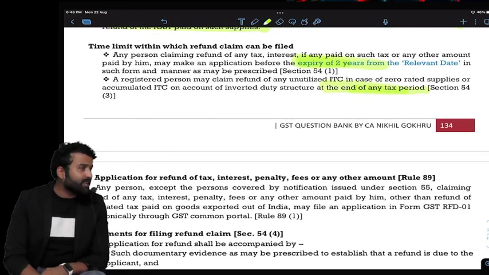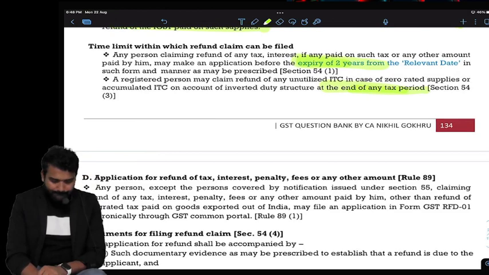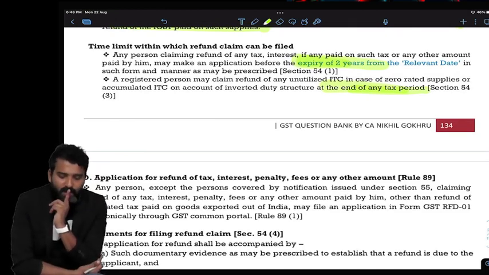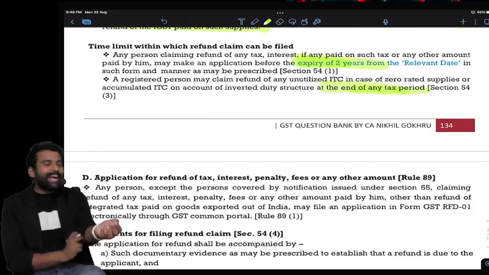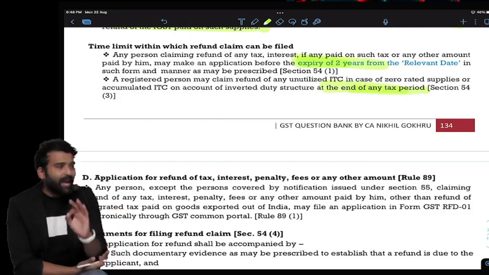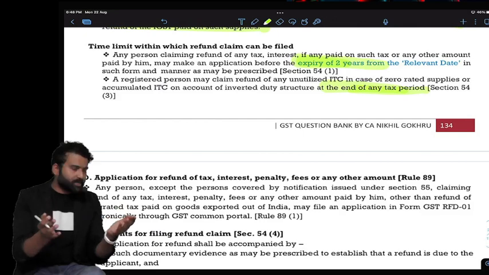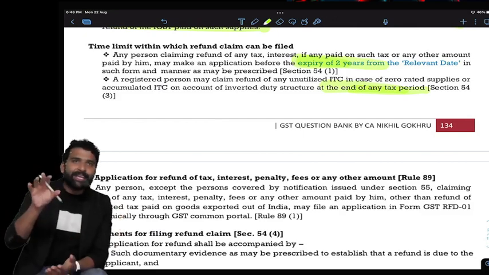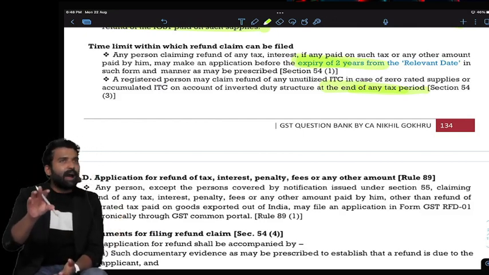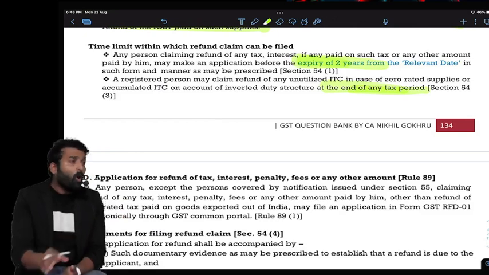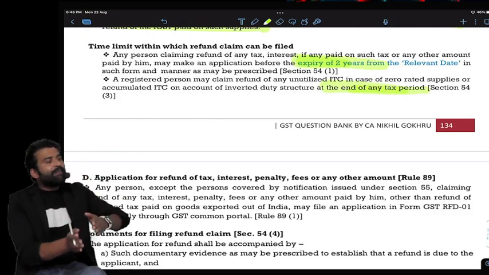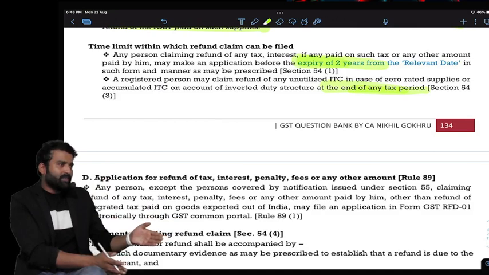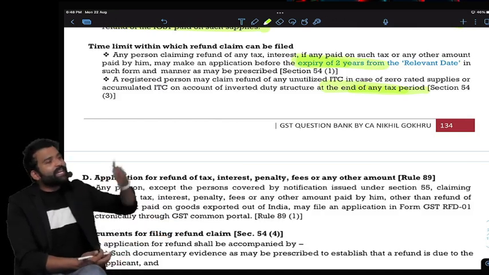Now another question arises. Actually, it is at any tax period. So any tax period means there are two options. I will explain to you. Either I can claim the refund after the end of every month, or I have an option to claim the refund after the end of the financial year as well. So the 2 years will be counted from the end of the financial year.